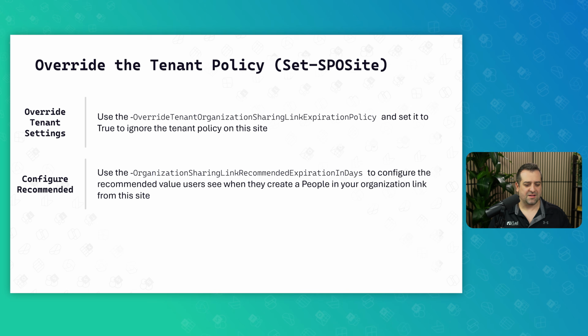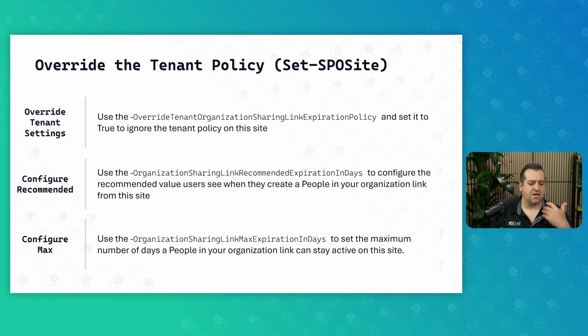After that, you can use the organization sharing link recommended expiration in days and organization sharing link max expiration in days parameters to set up the recommended and the maximum for that site. Again, they have to be between 7 and 720, but they can be more strict or more permissive than the tenant level one. Okay, we have done enough slides. Let's go to the lab and check it out in action here.